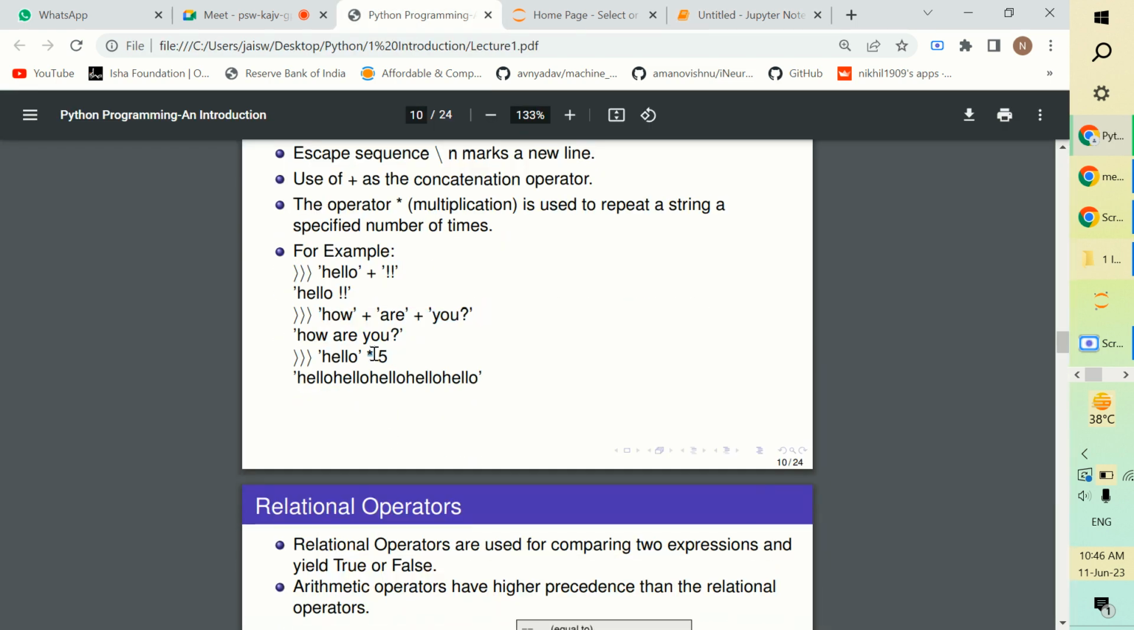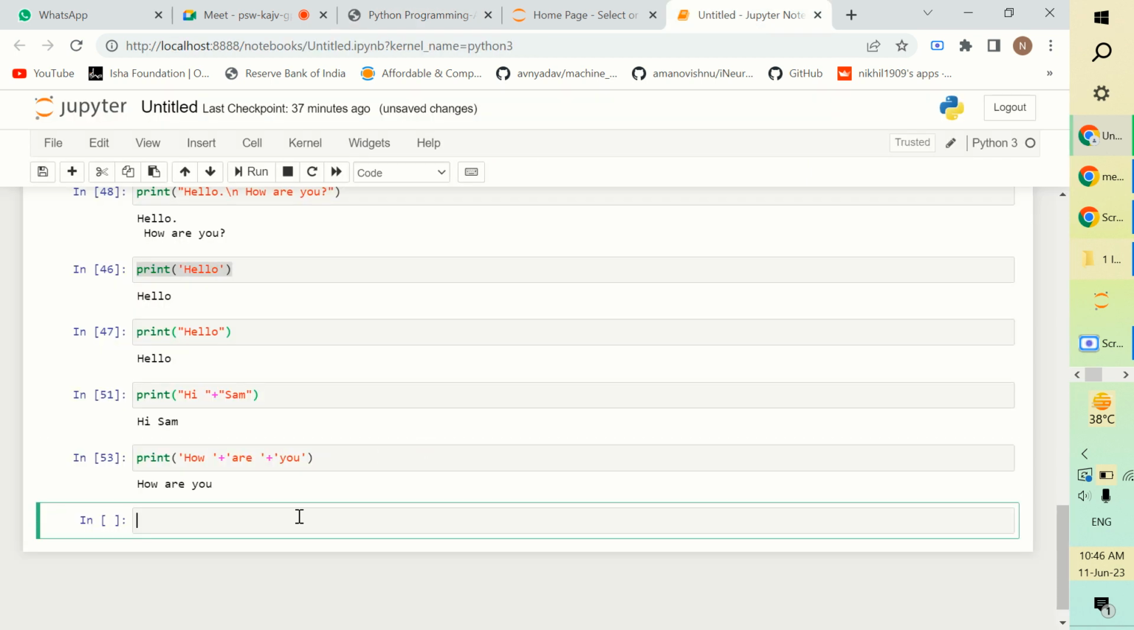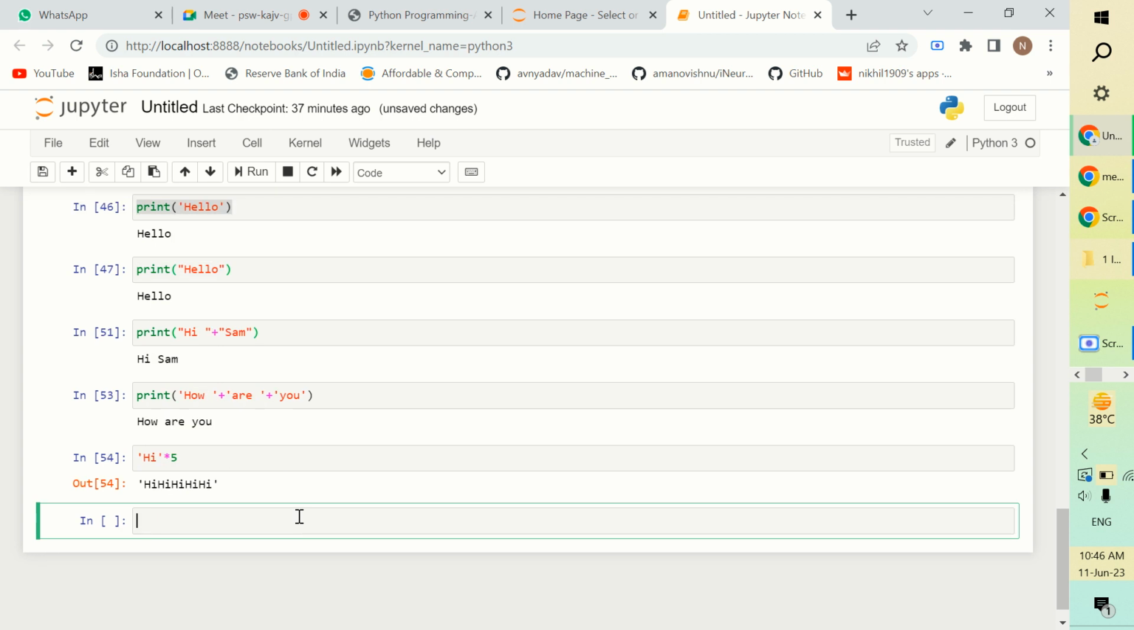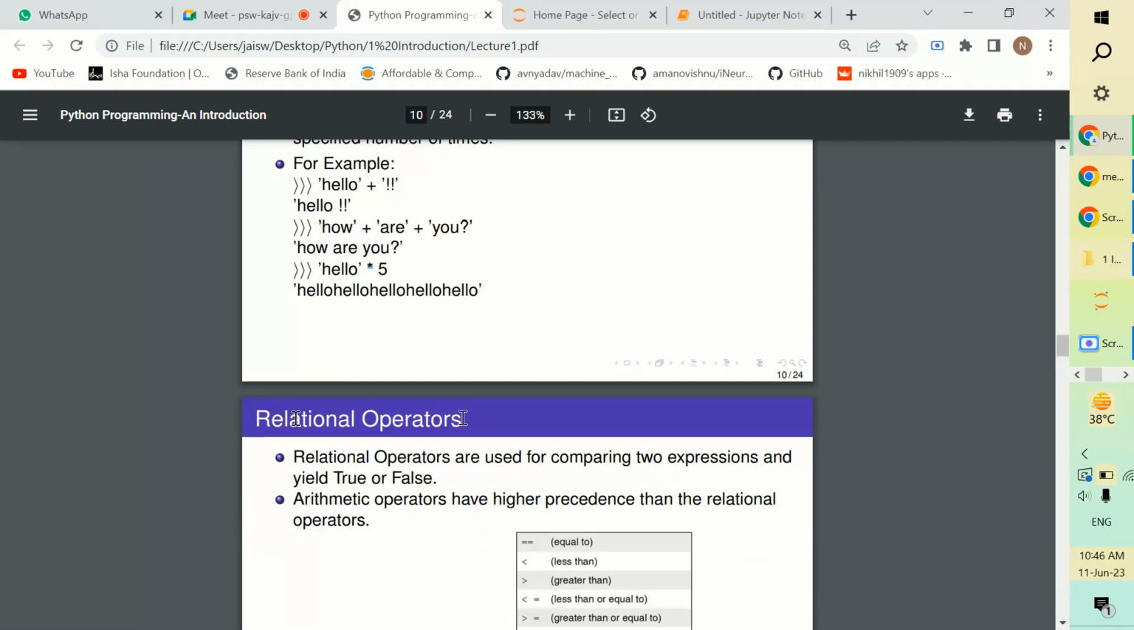And you can also use this multiplication operator. So if I write hi, let's say I want to write this hi 5 times, so I'll use the multiplication operator, and after that 5, so it will print hi 5 times. Okay, so you can use these operators along with numbers and strings also. All right.